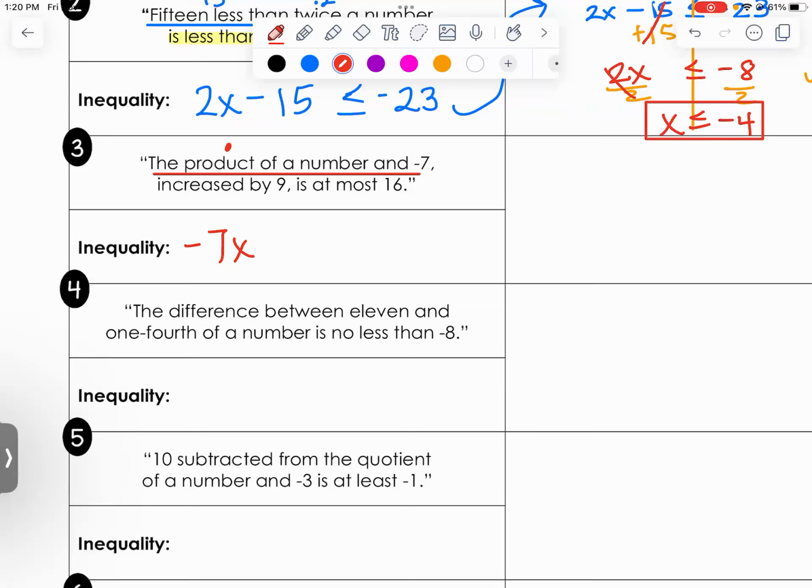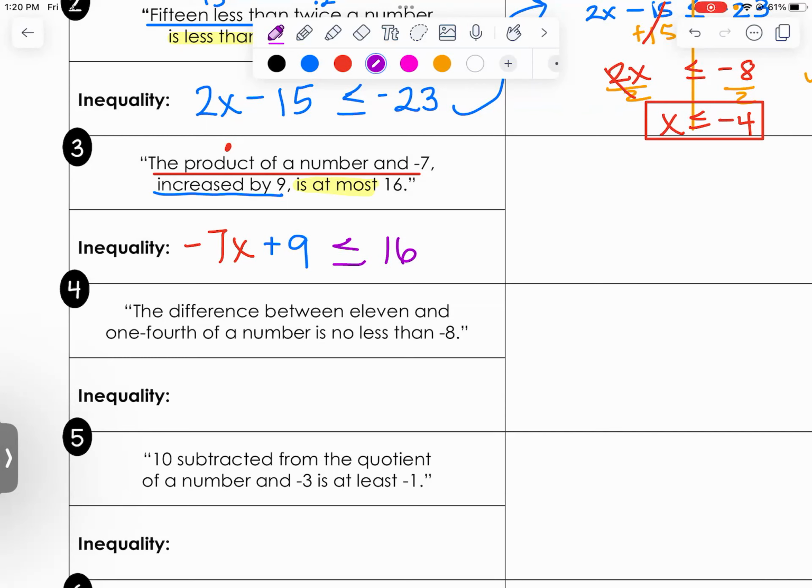Okay, product just means multiplication. Now, is increased by 9. What operation does increased mean? Somebody other than Kadem. Allie. We're going to add 9. Okay. Is at most. What does that mean? Less than or equal to 16. At most, the most it can be is 16, so it has to be less than or equal to.